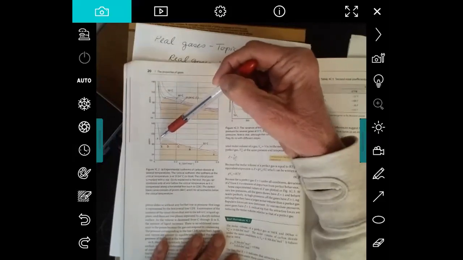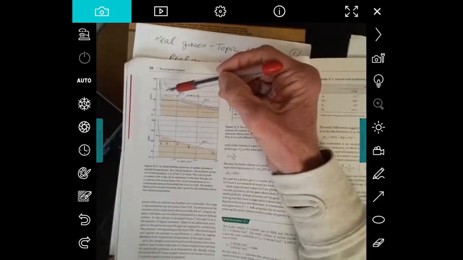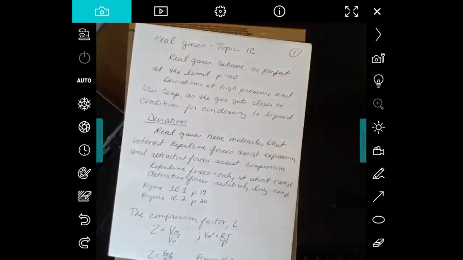And then if you continue to try to compress it, the pressure is going to skyrocket because essentially you can't compress a liquid. So that just shows you that when we're talking about real gases, we have to think about under what conditions might they be so real that their interactions create a liquid.